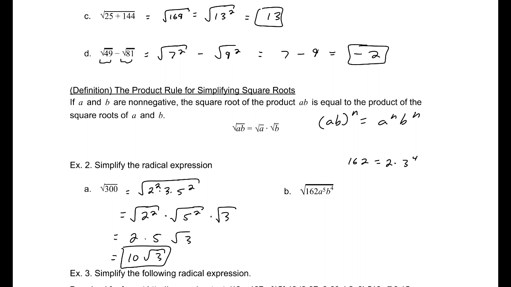Now I want this in with powers of 2, so I'm going to write the square root of 2 times 3 squared times 3 squared. Now for my variables, I want to break these apart into powers of 2. So this will be a squared times a squared times a. That way I have 5 a's. And then I'll make this b squared times b squared.